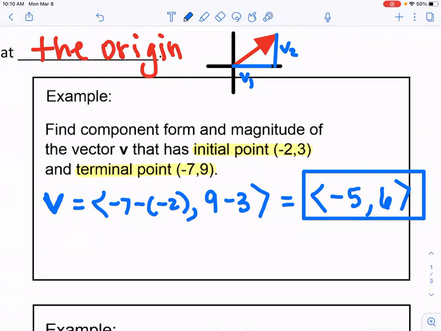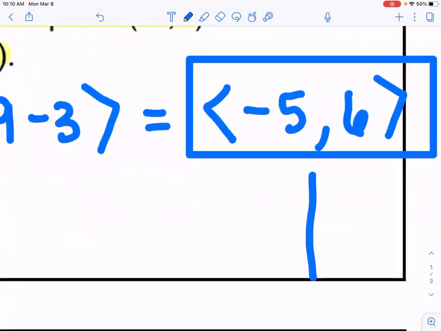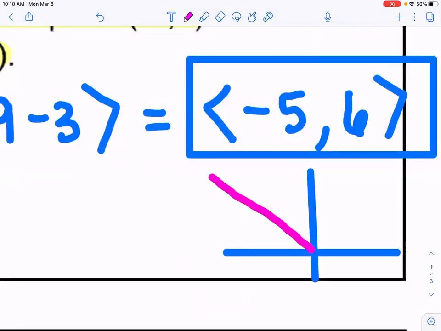So now we can imagine at the origin, this vector is graphed to the left 5 and up 6, like that. Left 5, up 6, and that would be our vector. So that would be V1 and V2? Yeah. So we take the two points, do the first calculation first, and then get our second answer.